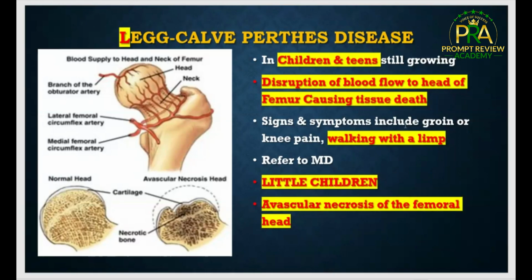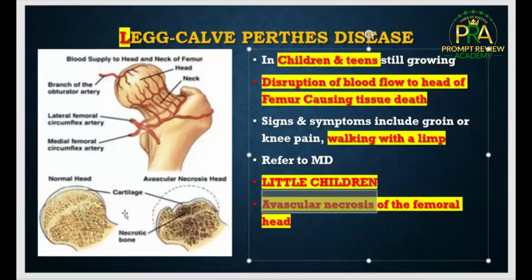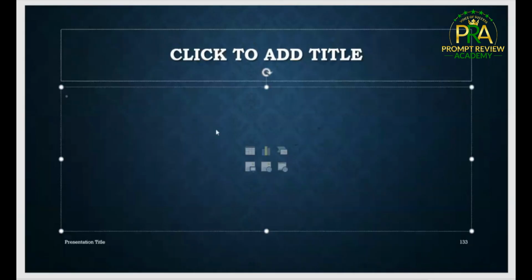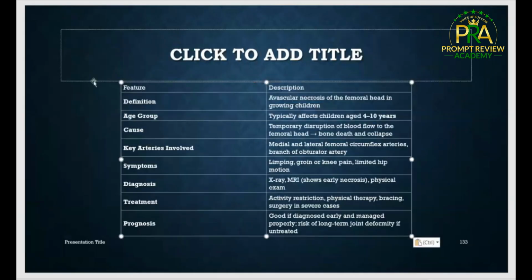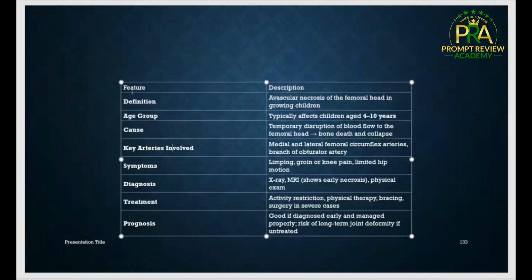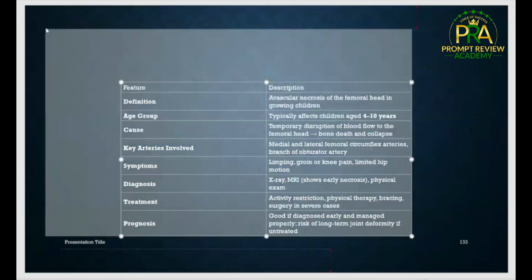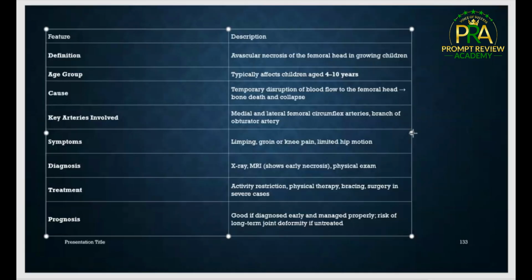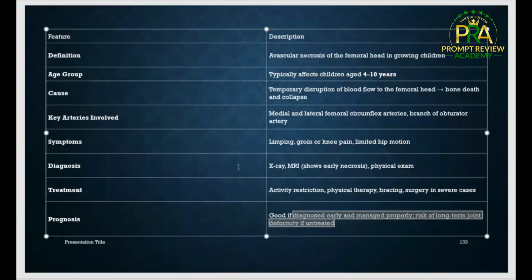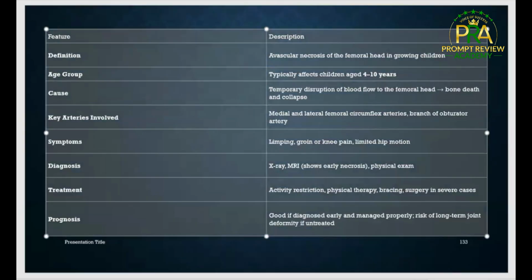So what do we do? The word limp, they will be limping. And I said there is avascular necrosis. You can look at it: there is no blood flow. So because there is no blood flow to the head of the femur, it will start dying off. That is avascular necrosis of the femoral head. So in summary, whatever I have said, this is it. The definition: avascular necrosis of the femoral head, and we also said it's usually children between ages 4 to 10, and that is how to differentiate it from the next condition we'll be talking about.